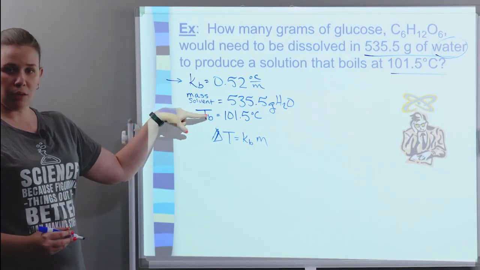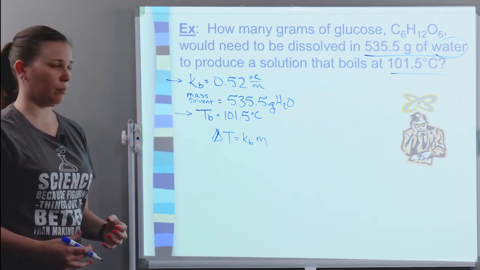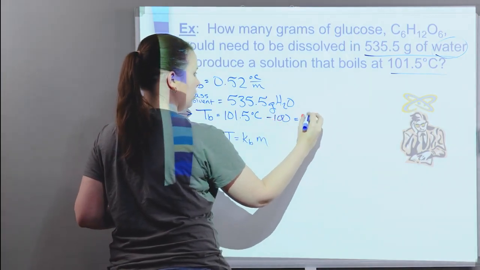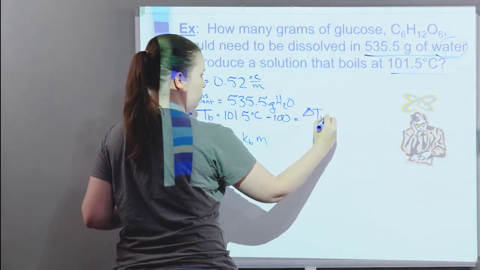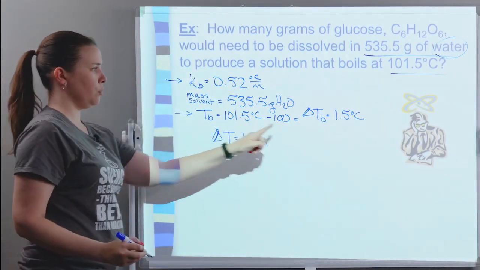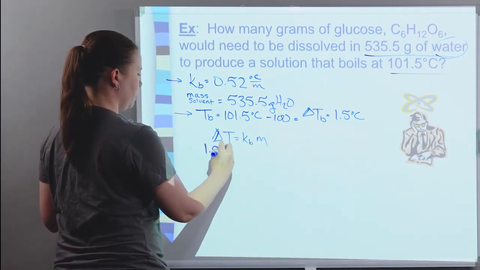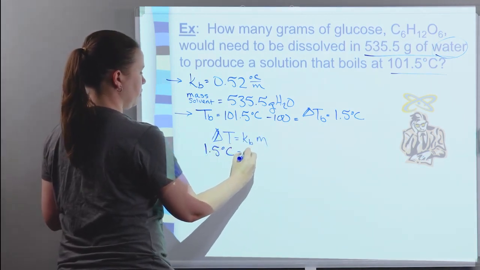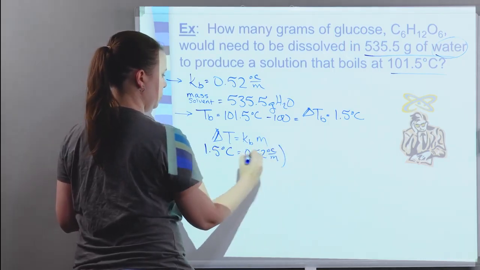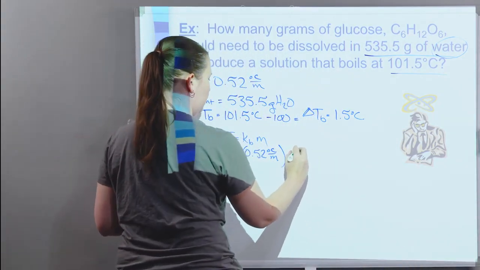But is 101.5 the delta T? No, it's just the actual temperature. To get the change from 100, we're going to have to subtract out 100. And so my delta TB would be 1.5 degrees Celsius. Remember, keep your decimal. So then if I plug in 1.5 degrees Celsius for the temperature and the 0.52 degrees Celsius per molality, I can then solve for the variable molality.